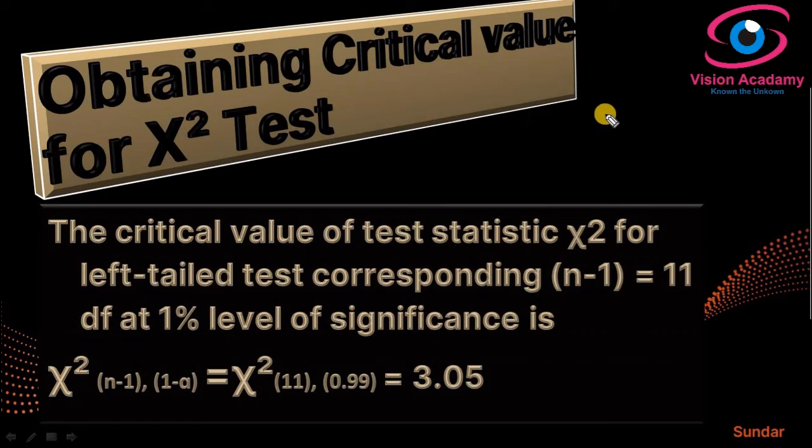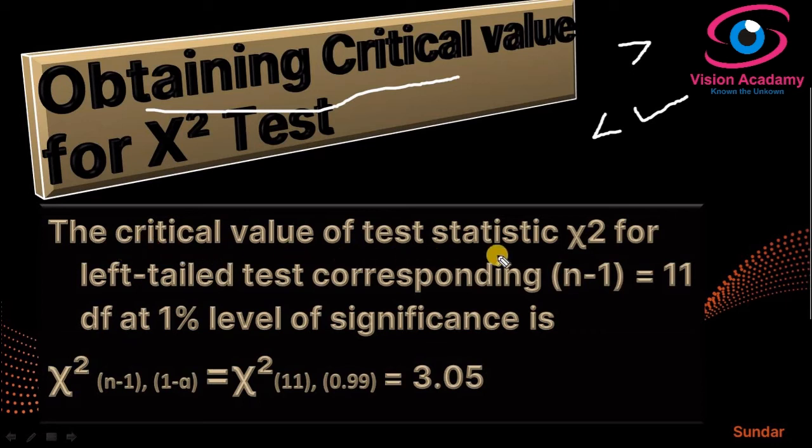Firstly, you must know that our alternative hypothesis is of the less than type, so it is a left tailed test. But the critical values we have in the table are for the right tail. For that you need to give a separate treatment. I will show you how to obtain critical values for the x square test here.